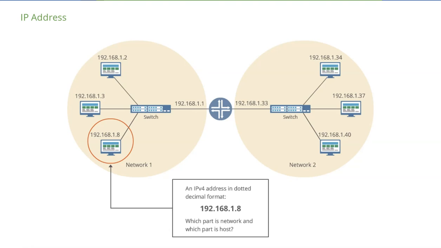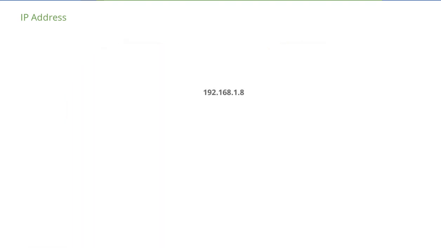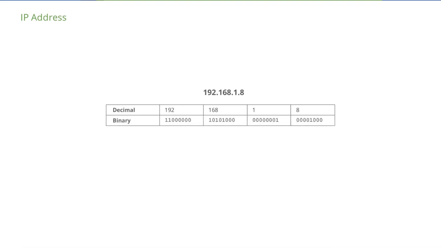Consider the example shown on screen now. All of the IP addresses in both networks begin with 192.168.1. How does the router know which addresses are in which network? To understand how routers work, you have to understand that they don't see addresses the same way we do. In fact, the dotted decimal format we've been using was created just to make it easier for people to work with addresses. Routers use addresses in binary format, which is actually their native format.